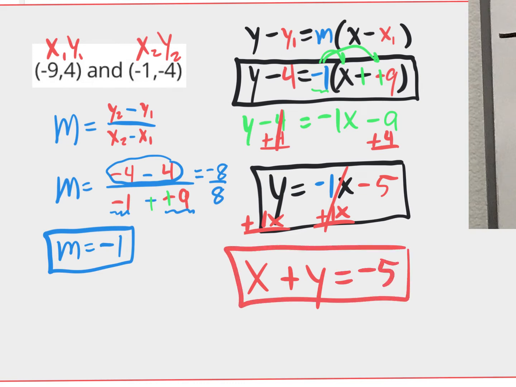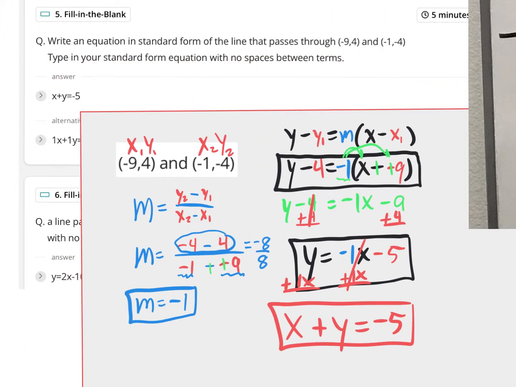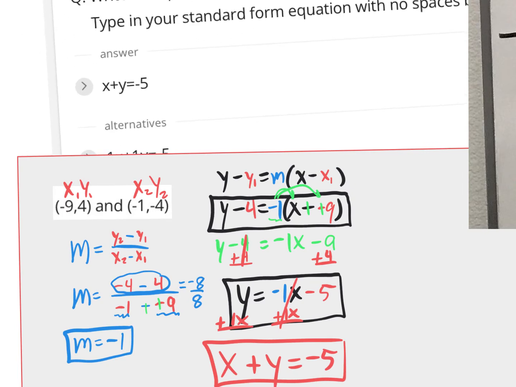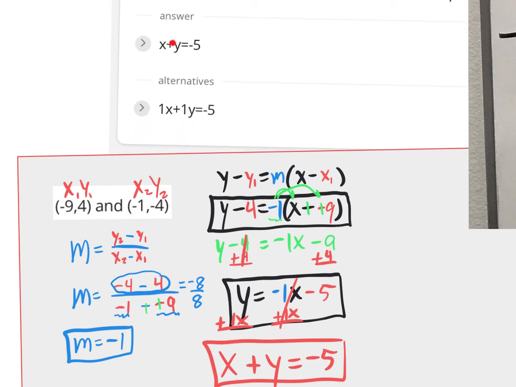This is what we type in exactly like that. Of course, you could put 1 on your x and 1 on your y if you wanted to. That's why the answers right here show that. The answer is x plus y equals -5, and also 1x plus 1y equals -5. Also, on the instructions it says type it in with no spaces between your terms. So don't put x space plus space, just x plus y equals -5 altogether. All right, I hope we understand that.